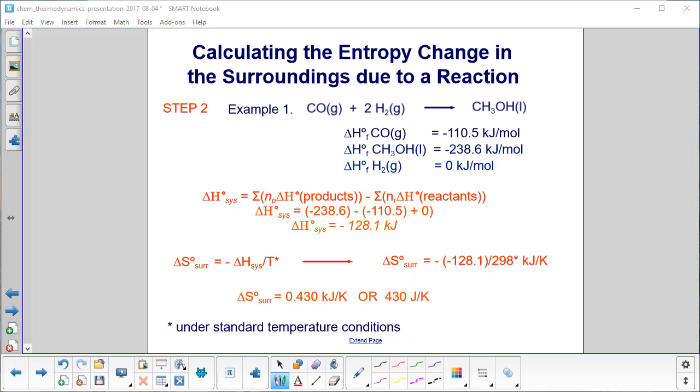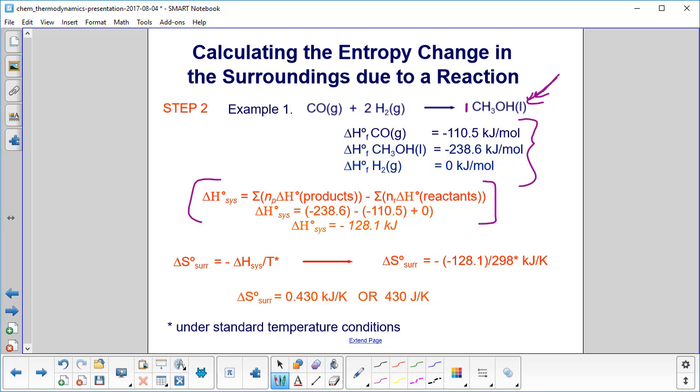Let's now calculate our standard entropy change for this reaction, for the surroundings. We have our reaction here, and here we have a number of standard enthalpy changes with the H, and notice how they're in kilojoules, where entropy changes are in joules. We have our equation for the system. We start with the products, and all we have is methanol up here, and that is negative 238.6. There's a 1 in front of it, right? We assume there's just 1 mole.